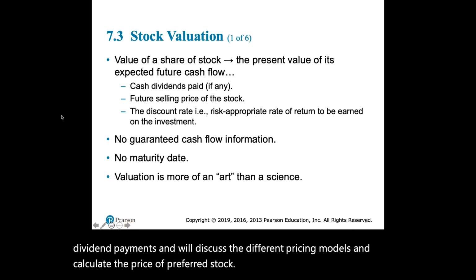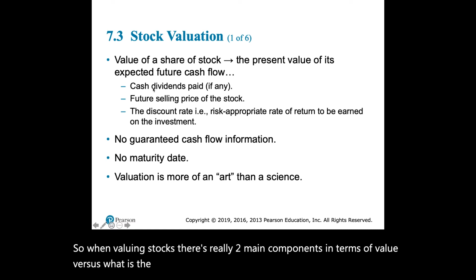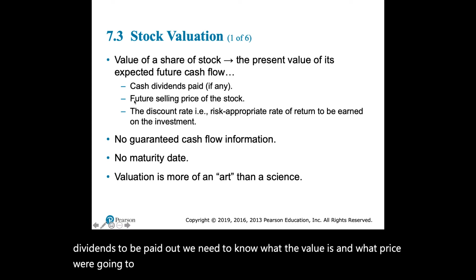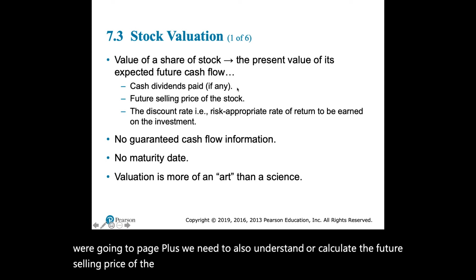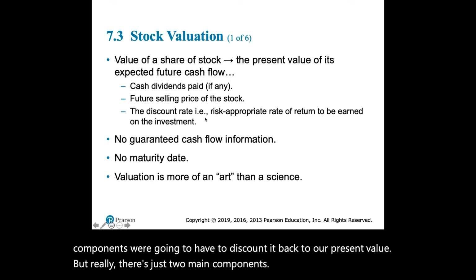So when valuing stocks, there's really two main components in terms of the value. First is, what is the cash value of the dividends being paid out? If there are dividends to be paid out, we need to know what value that is and what price we're willing to pay. Plus, we need to also understand or calculate the future selling price of the stock. And with these two components, we're going to have to discount them back to our present value. Really there's just two main components and discounting those components back to the present value.